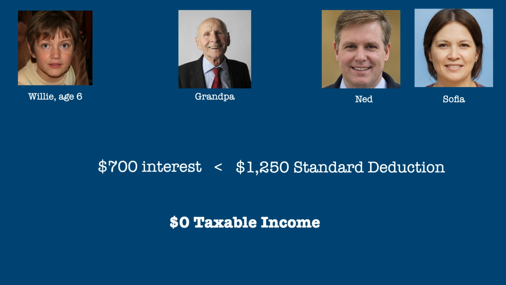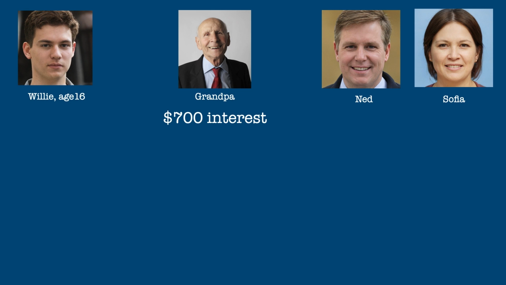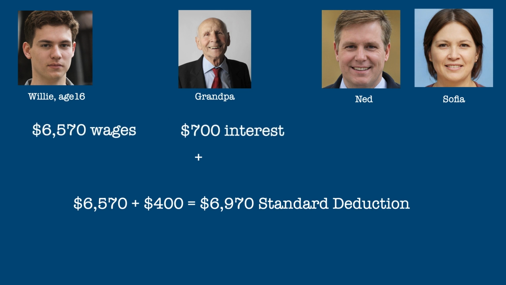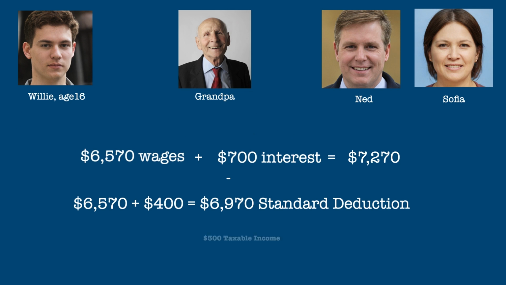Now let's suppose Willie is 16 and has a part-time job that paid him $6,570 along with his $700 in interest. Since Willie's income now consists of both earned and unearned income, his standard deduction would be his earned income of $6,570 plus $400, or $6,970. His total income exceeds his standard deduction by $300, which would be taxable.